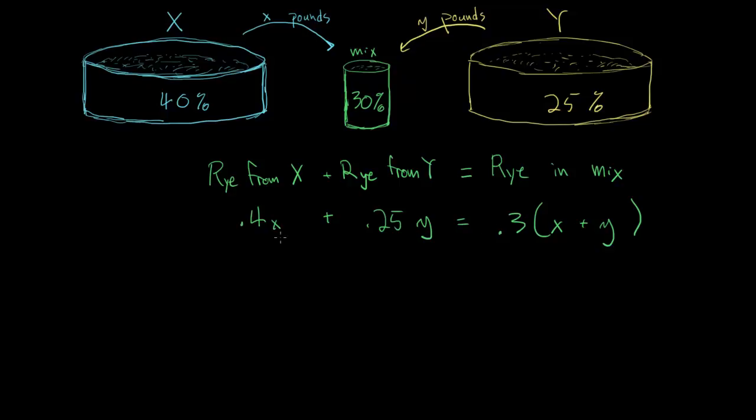Although you'll notice right away that we've just got one equation and there are two variables, so we're never going to know an exact value for x or for y. But we can still do something. And let me rewrite the equation over here in a new color, and we'll do some algebra. So 0.4x plus 0.25y equals, and I'll distribute my 0.3 across these parentheses, so equals 0.3x plus 0.3y.